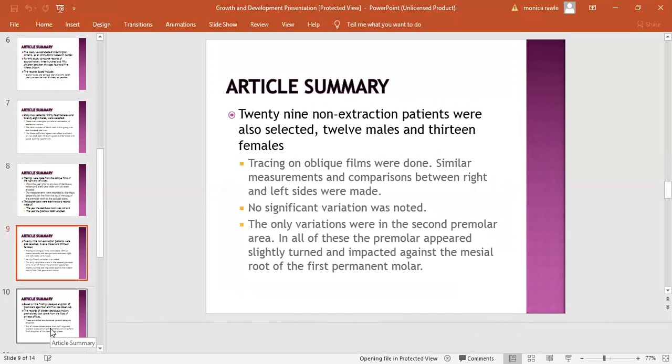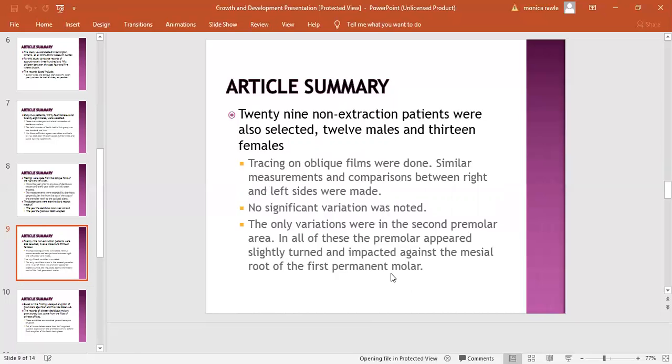So 29 non-extraction patients were also selected, 12 of which were males and 13 females. Tracing on oblique films were also done. Similar measurements and comparisons between right and left sides were also made, and no significant variation was noted. The only variations were in the second premolar area. In all of these, the premolar appeared slightly turned and impacted against the mesial roots of the first permanent molar.